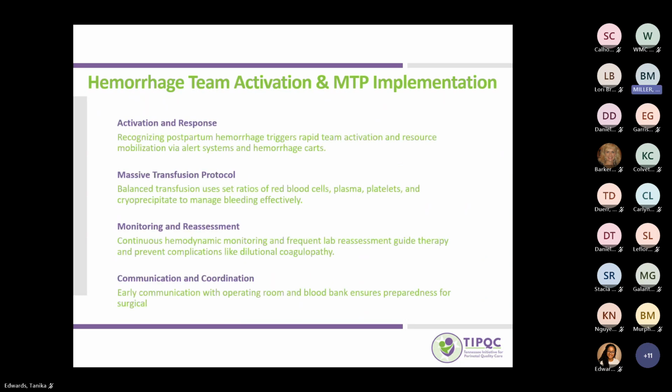So your team, activate. Recognize the triggers. Get your balanced transfusion, which uses a ratio of red blood cells, plasma, platelets, cryo, and manage that. How much blood can you get with your blood bank? Monitoring and reassessment: continuous hemodynamic monitoring and frequent lab reassessment is a guide to that therapy, and it prevents complications like later coagulopathy.